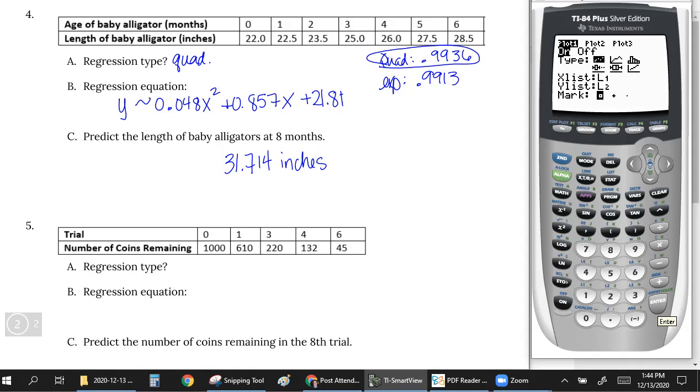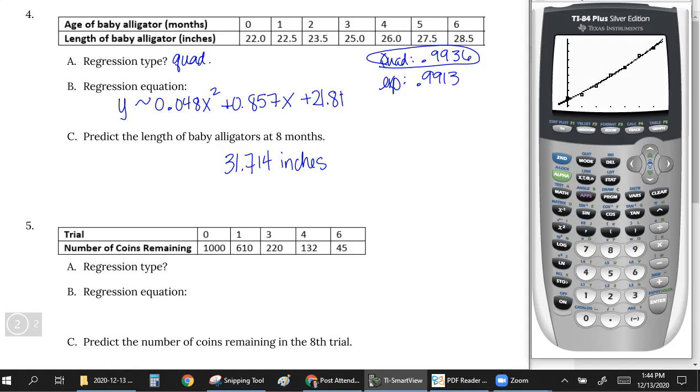So it's automatically going to plot the individual points. It has L1 and L2 already listed on there for us to get our data from. And then the mark is going to be a box, which will make it pop up a little better on the graph. Alrighty. Now that we have that set, let's go back to Zoom Stat again. So Zoom, and then Stat was option 9. Now it should work. There we go.